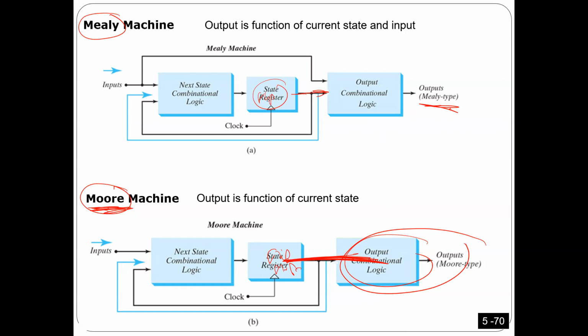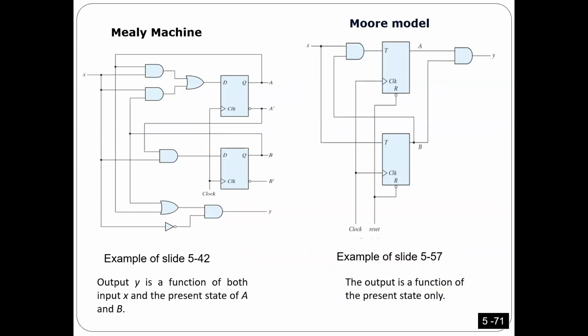For example, in this circuit here, if you look here, this one, I get the output here. Why? I get it from flip-flops. Input here, input is already here. Also, flip-flops are coming here.